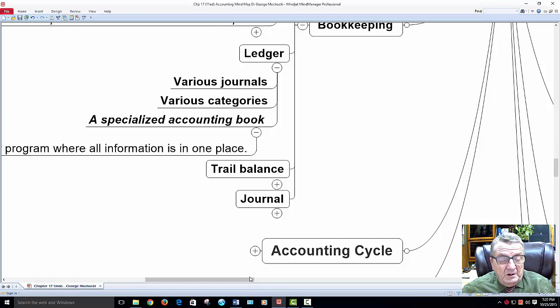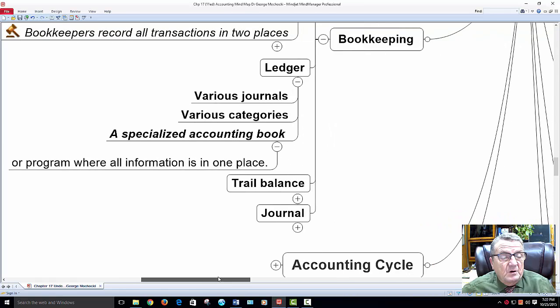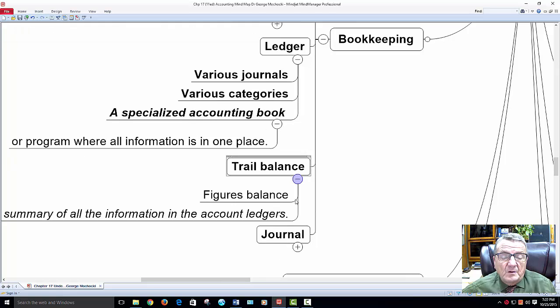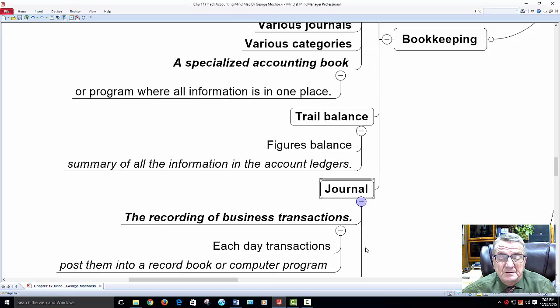Okay. Now a ledger is various journals, various categories, a specialized accounting book, or a program where all information is in one place. That's all it is when I'm talking about a ledger. Here's the book. And now it'd be on the computer file or the mainframe someplace. Trial balance, figure balances, a summary of all information in the account.